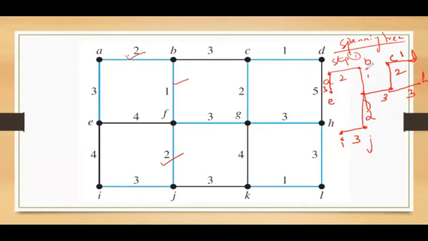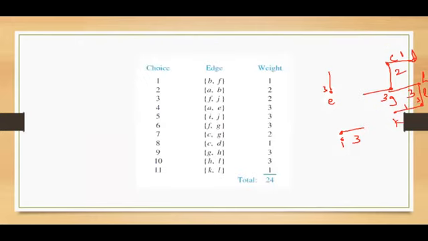Let me just write it. This was FG. Then H is connected to L. The edge weight is 3 and then L is connected to K by 1. I'll show you the clear diagram, but before that, let's see all the vertices we have selected.